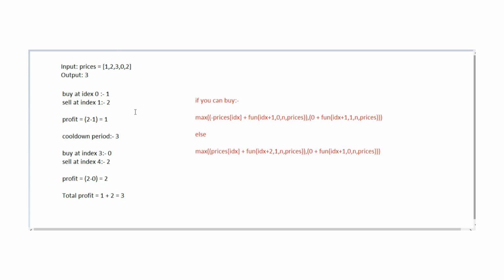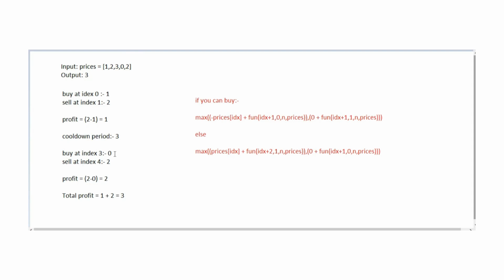As mentioned in the question, after selling the stock, on the immediate next day we can't buy the stock because it is a cooldown period. So at index 2 we can't do anything, and we simply move to the next index. Here at index 3, we can buy our stock. The price of that stock is 0. So we buy that stock.